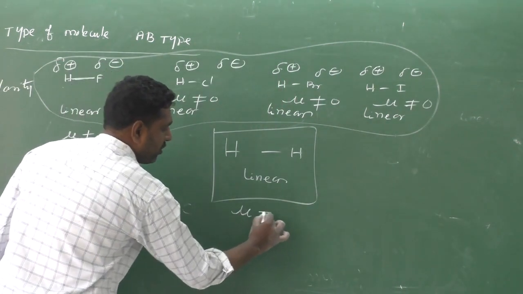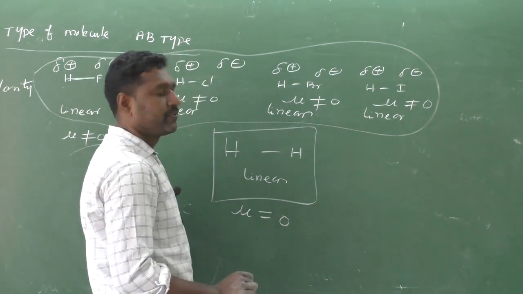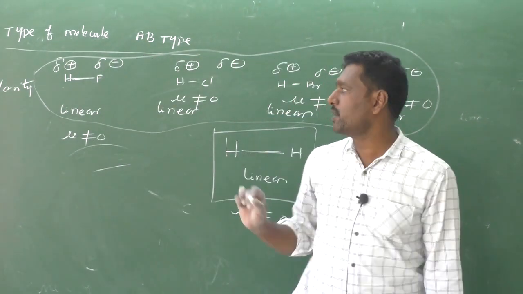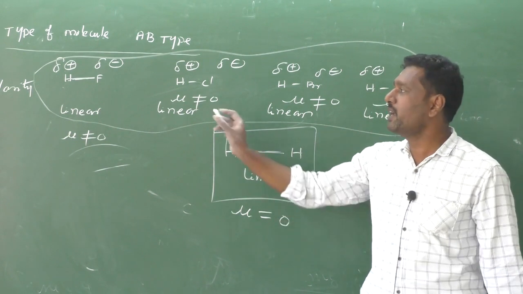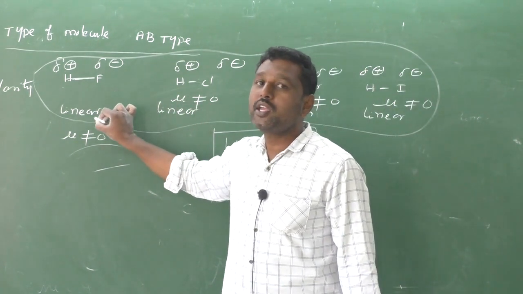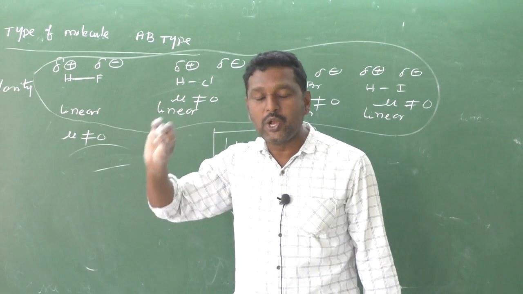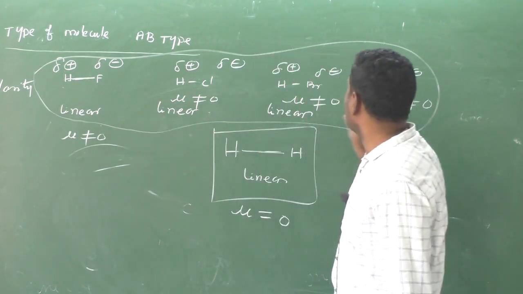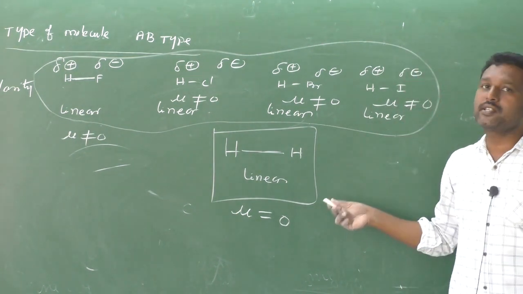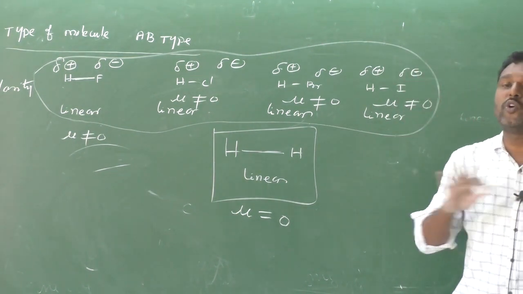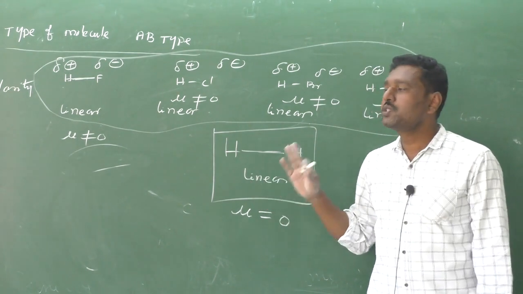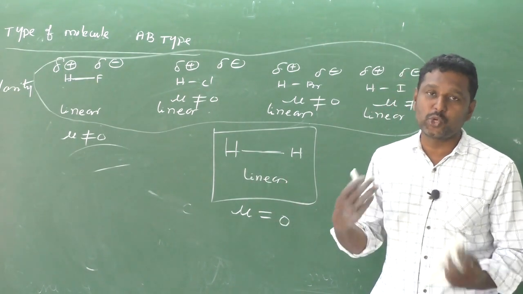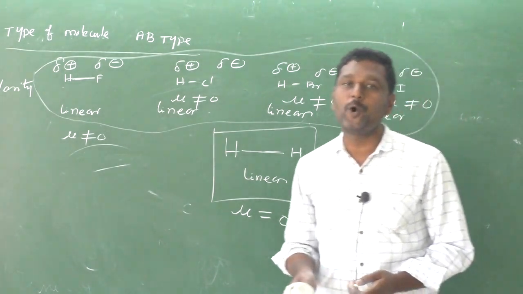But here mu equals 0 because there is no polarity. If there is no polarity, there is no dipole moment. But here there is some value. Not equal to 0 means there is a value. But in the case of a nonpolar linear molecule, there is no value. So this is about types of molecules. We are discussing so many examples of dipole moment.